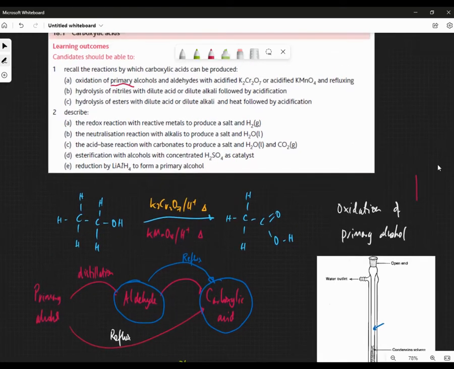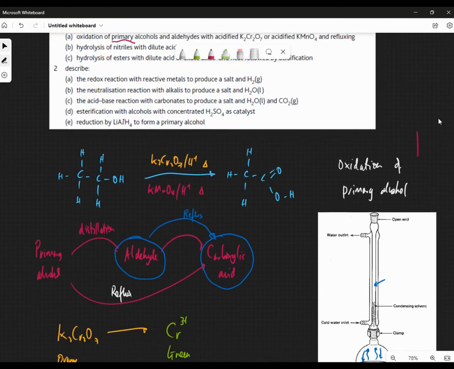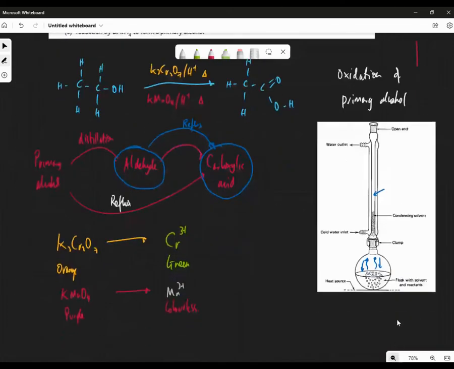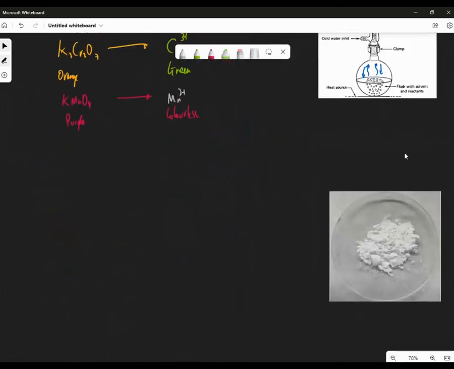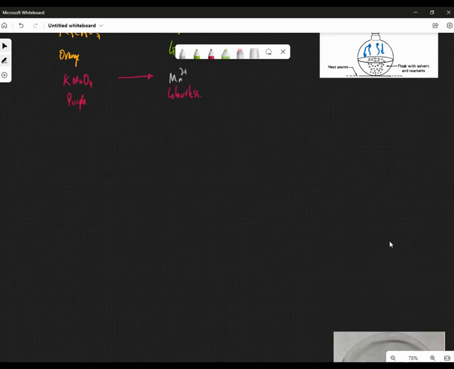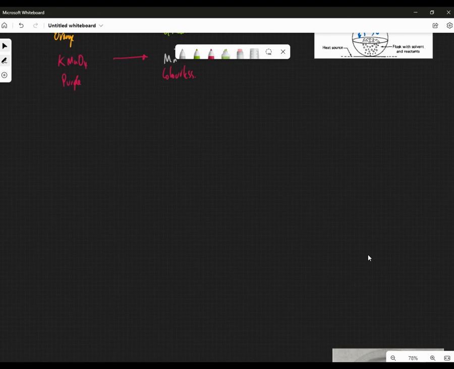Number two, hydrolysis of nitriles with dilute acid, or alkali followed by acidification. Okay, so the second way, that's the first way we make a carboxylic acid. The second way is we use hydrolysis on nitriles. Now, we did a tiny bit of this in class.